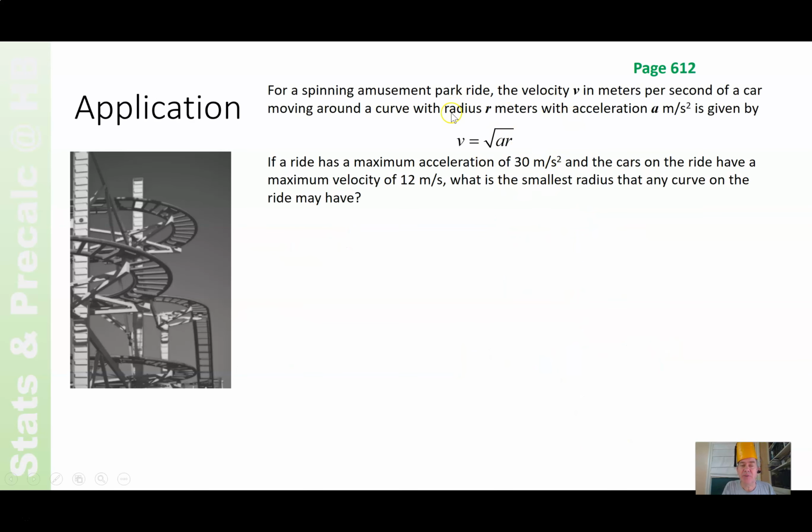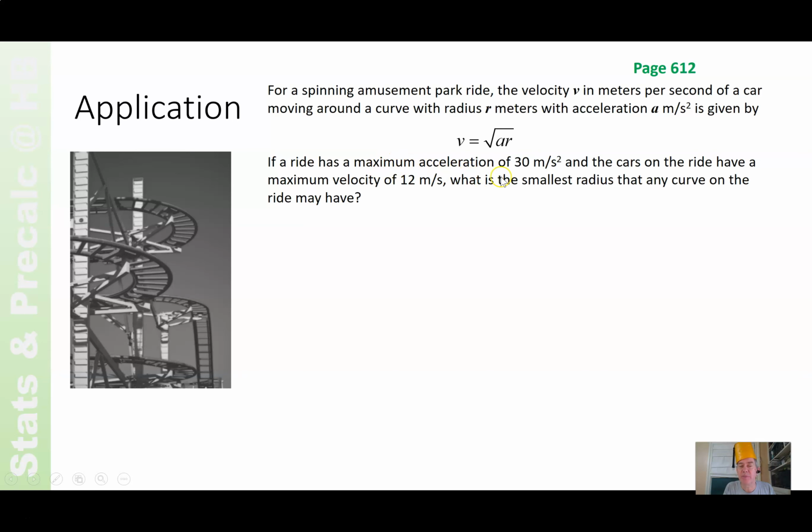An application. Can we handle an application? First, this is off page 612. A lot of the more from the book, but there you go. For a spinning amusement park ride, the velocity v in meters per second of a car moving around a curve with radius r meters with acceleration a meters per second squared is given by the velocity is the square root of the acceleration times the radius.